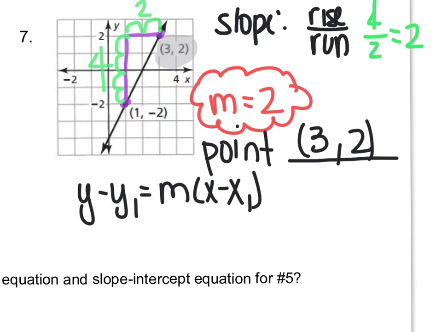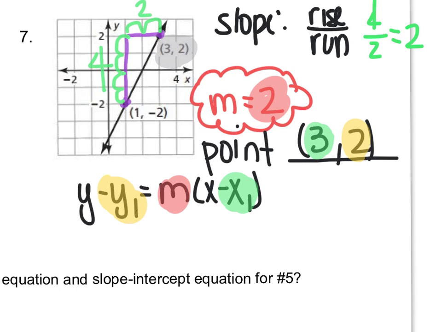form. So you see point slope form here. So recall that we need a couple things. We need our slope, which we have. It's our 2. We need an x value, which we have. It is +3. And we need a y value, which we also have, and it is +2.